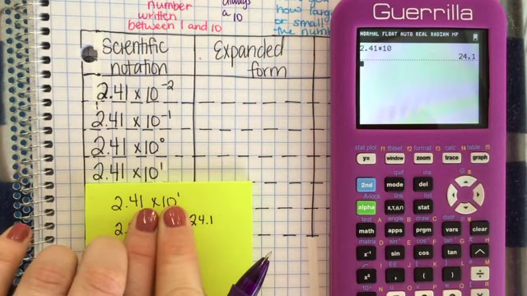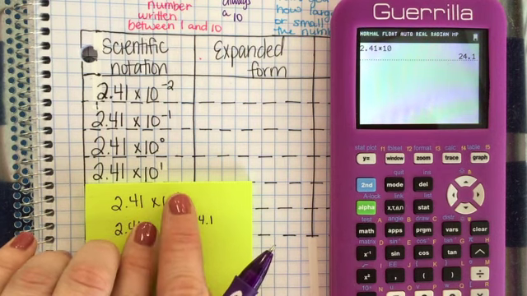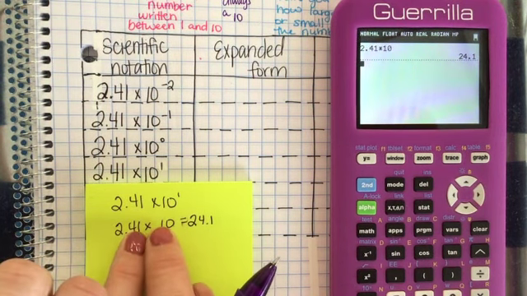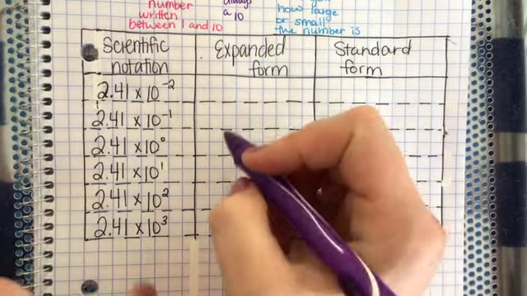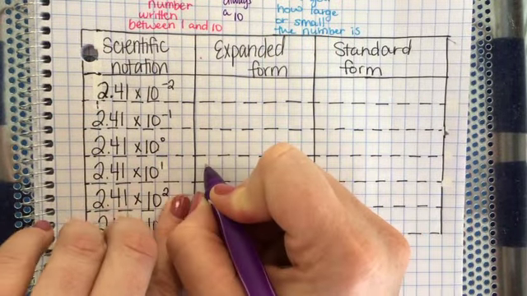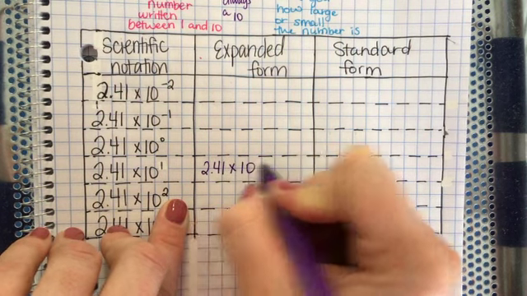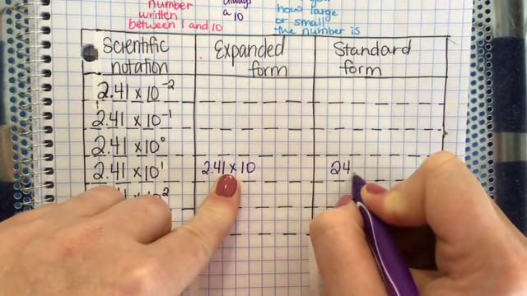So remember the exponent rules that we've been talking about. This is just telling us it's 10 to the first power, which is just 10. And then if I multiply these two things out, I get 24.1. So now let's go ahead and write that. So it's 2.41 times 10, which is just 24.1.